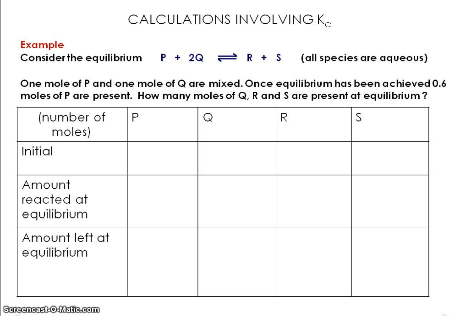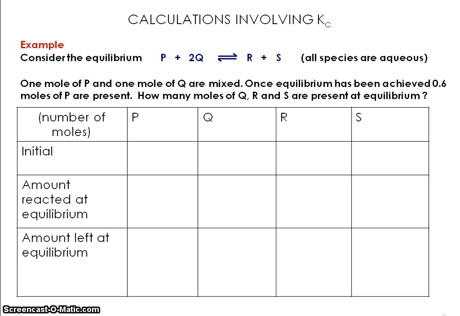So we're going to look at an example for calculations involving Kc. And for this, we've got this completely made up equation: P plus 2Q goes to R plus S. And we're assuming that all species are aqueous. And in this question it says 1 mole of P and 1 mole of Q are mixed. Once equilibrium has been reached, 0.6 moles of P are present. How many moles of Q, R and S are present at equilibrium?